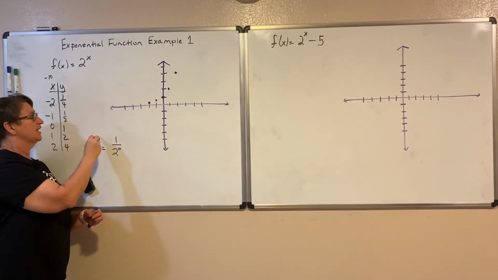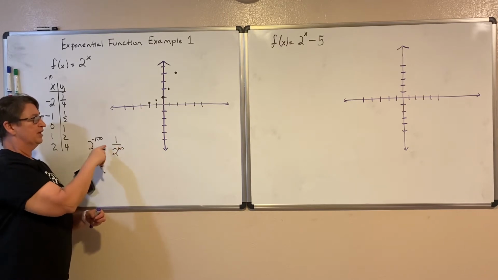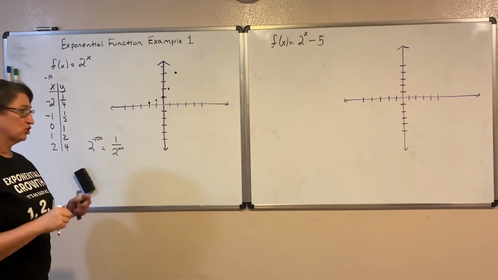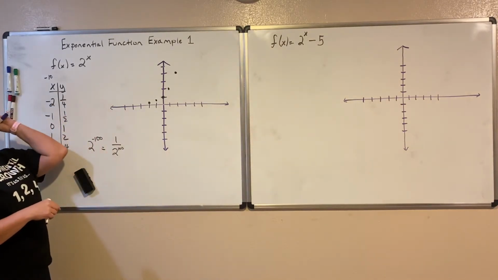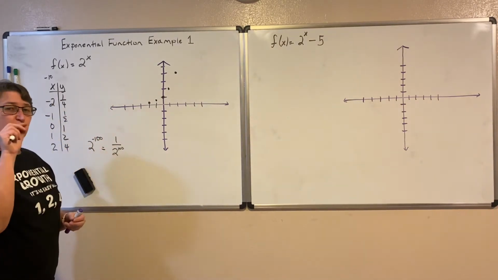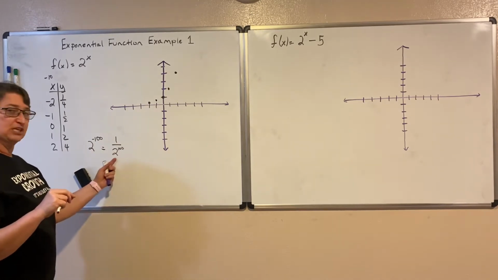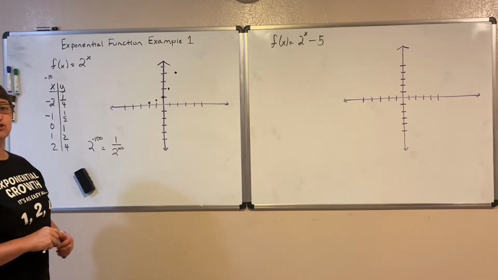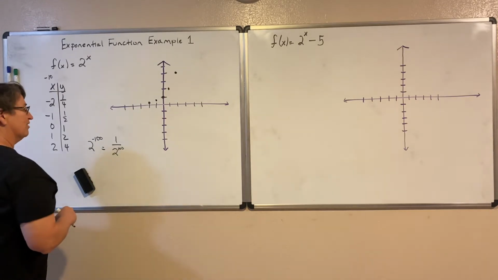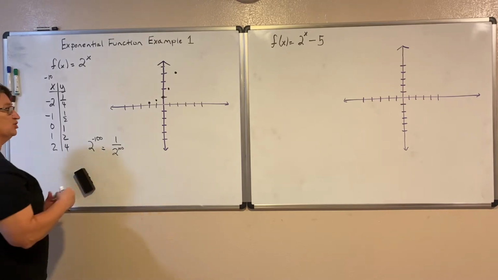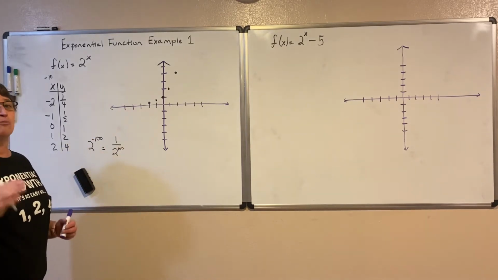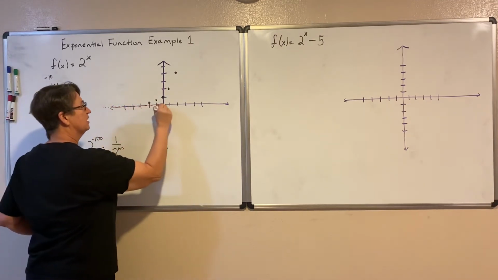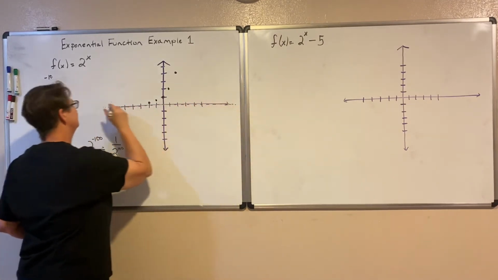Well, if I made this a -100, then it would be 1 over 2 to the 100. That's even smaller. So the further out I go along my x values, the smaller and smaller this fraction gets. My output gets smaller and smaller. And yet, it's never going to reach 0. Even if I put in -1,000,000, it just gets tinier and tinier, but it never makes it down to 0. So we have this asymptote here where y equals 0.